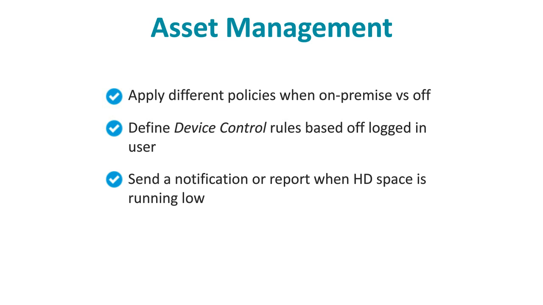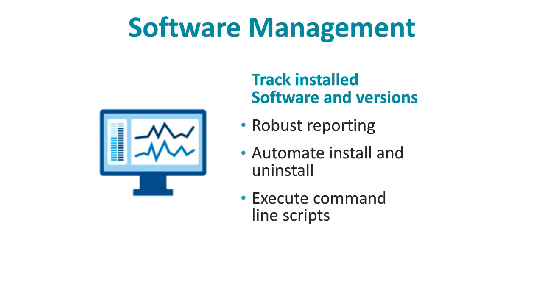Software management allows you to track the installed software and their versions. We have robust reporting that shows you all of the applications installed across your organization, the versions, and how many computers that piece of software is on. You can then automate the install and uninstall of any application that you might want, even if they're completely unrelated to ESET. And you can execute command line scripts on remote computers directly from the management server.